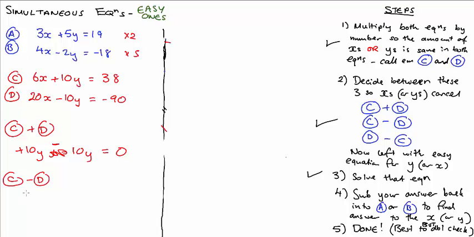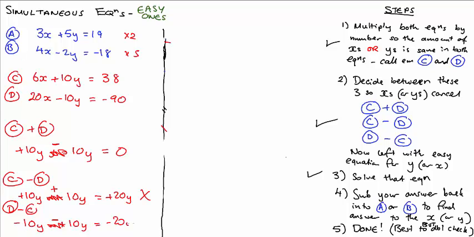A lot of people make mistakes with this. Let me show you why it won't work. So C has plus 10y, then we're taking away D, which has minus 10y. So you get plus 10y minus minus, which becomes a plus. So you end up with plus 20y. It's not cancelled out. On the flip side, the exact same thing will happen with D minus C. D has minus 10y. Now we're taking away plus 10y. So that plus minus becomes a minus. Now you've got minus 10y, minus 10y. That gives you minus 20y. Okay? So don't do that either.